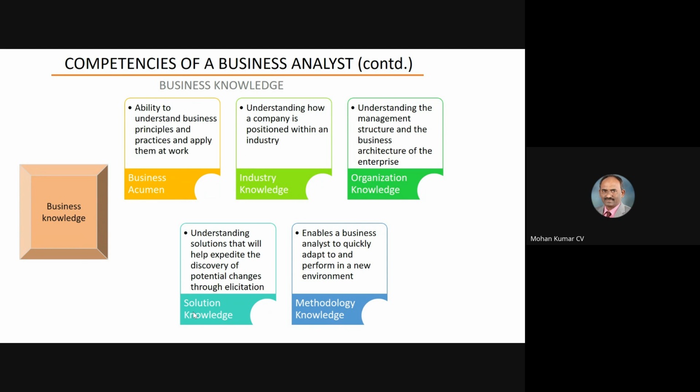Right. Organizational knowledge. Organizational knowledge is understanding the management structure and the business architecture of the enterprise. So you should know how your organization works. As a business analyst, if you are handling a customer, you should know how that customer's organization works, how your own organization works, and whom to meet for what kind of information.